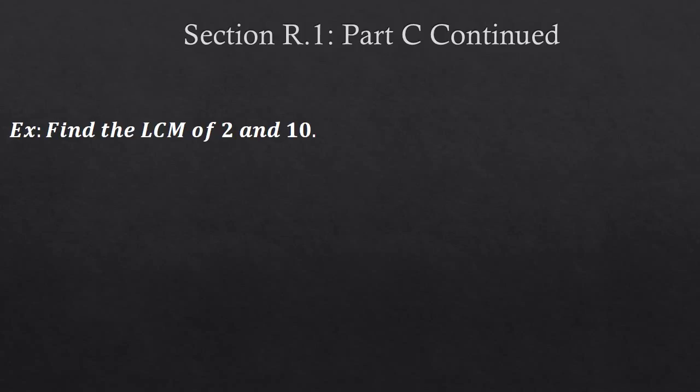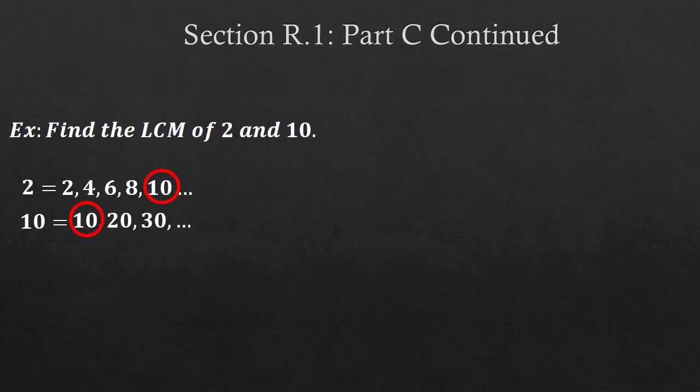Find the least common multiple of 2 and 10. Well, what we'll do is list some multiples of 2: 2, 4, 6, 8, 10, and so on. And then we'll list some multiples of 10, which is 10, 20, 30, and so on. What we're looking for here is the smallest multiple that they have in common. And as you can see, the smallest multiple they have in common is 10. Therefore, the least common multiple for 2 and 10 is 10.